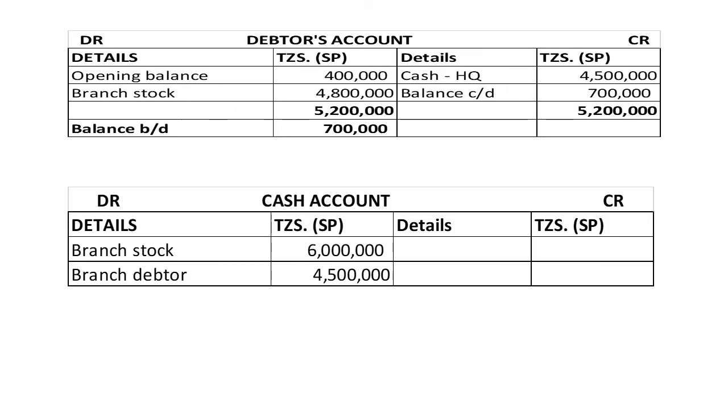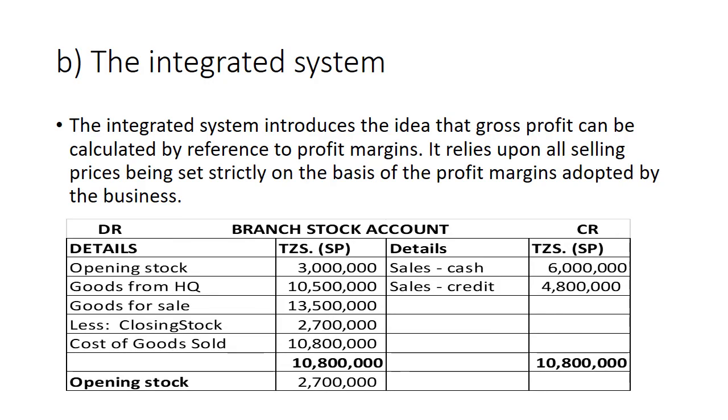But again, the debtors account is easy. We have the opening balance of 400,000, and then we make branch stock sales on credit, 4.8 million. So in the transfer to headquarter, we have cash of 4,500,000 that is transferred to headquarter. So we have a balance of 700,000. Also in the cash account, we have branch stock cash sales of 6 million, and the branch debtors also brought cash of 500,000. So that's how we need to show that.